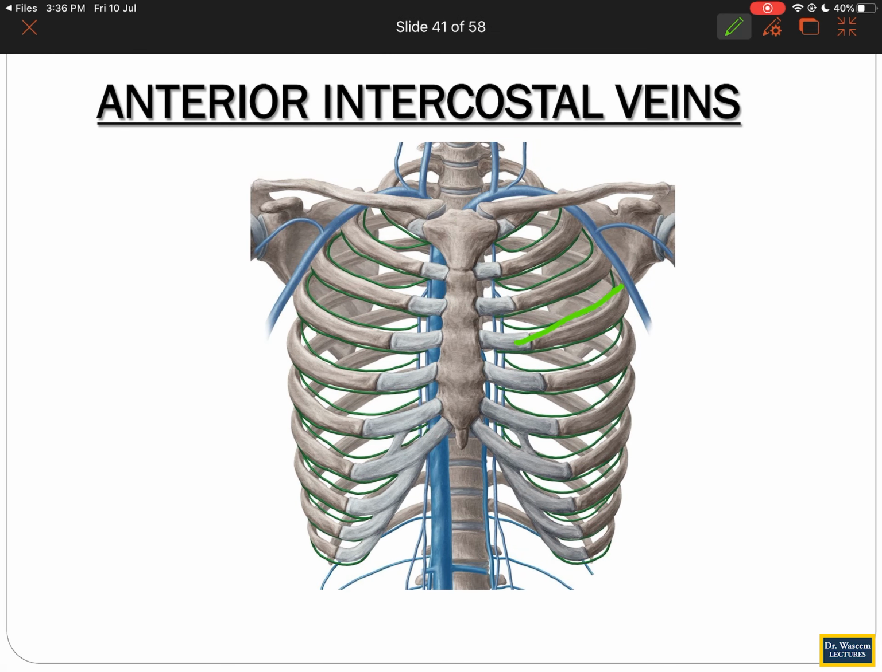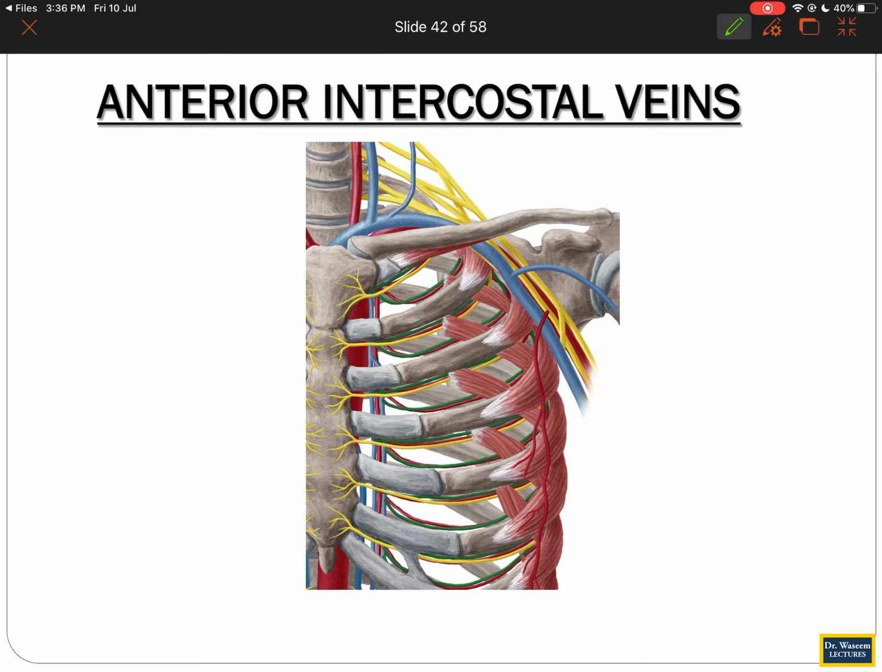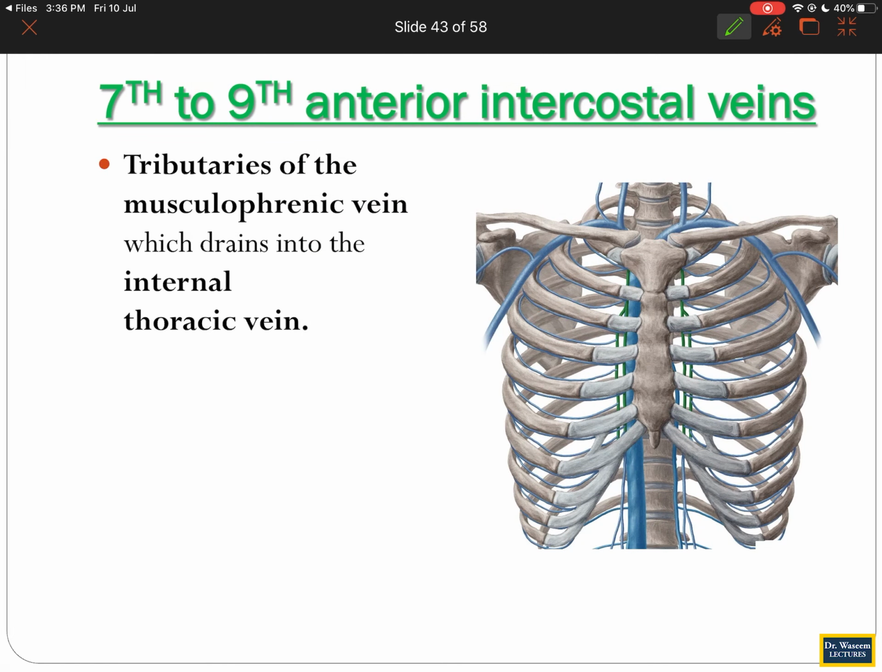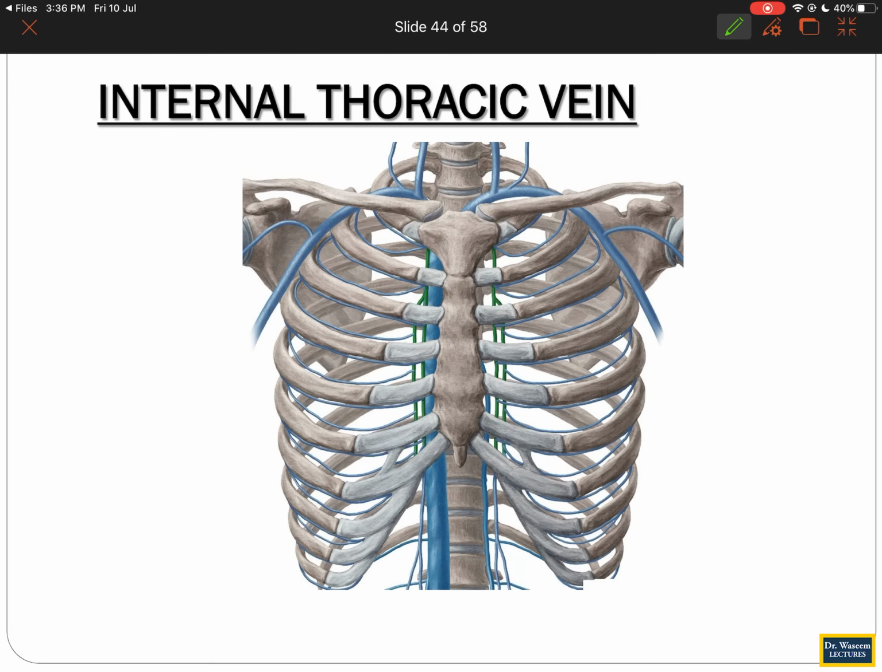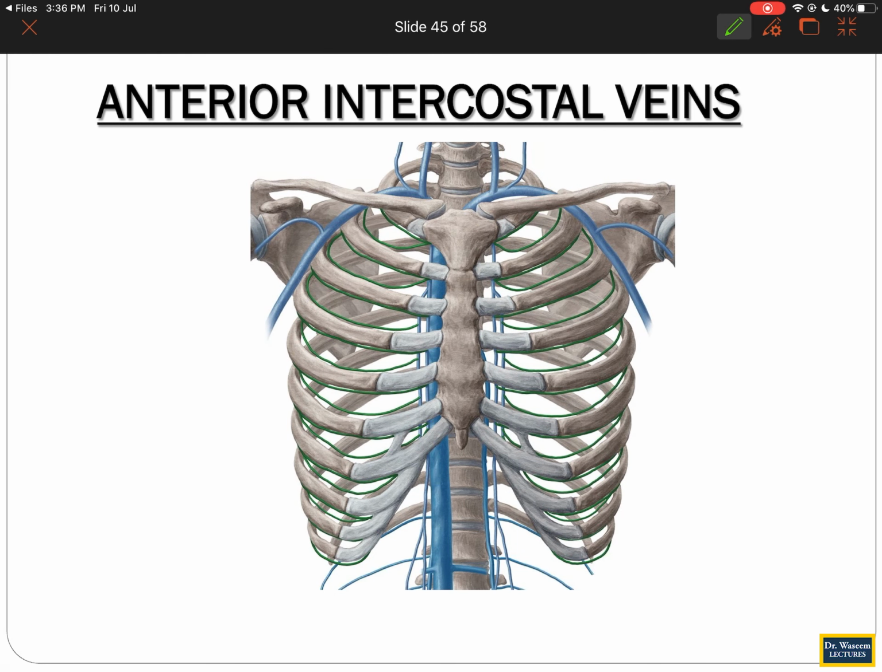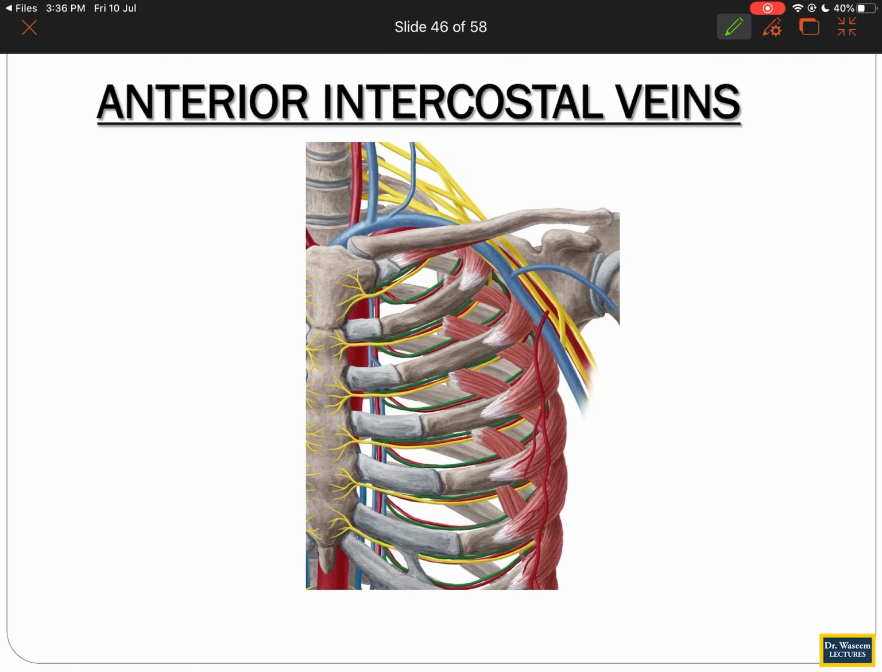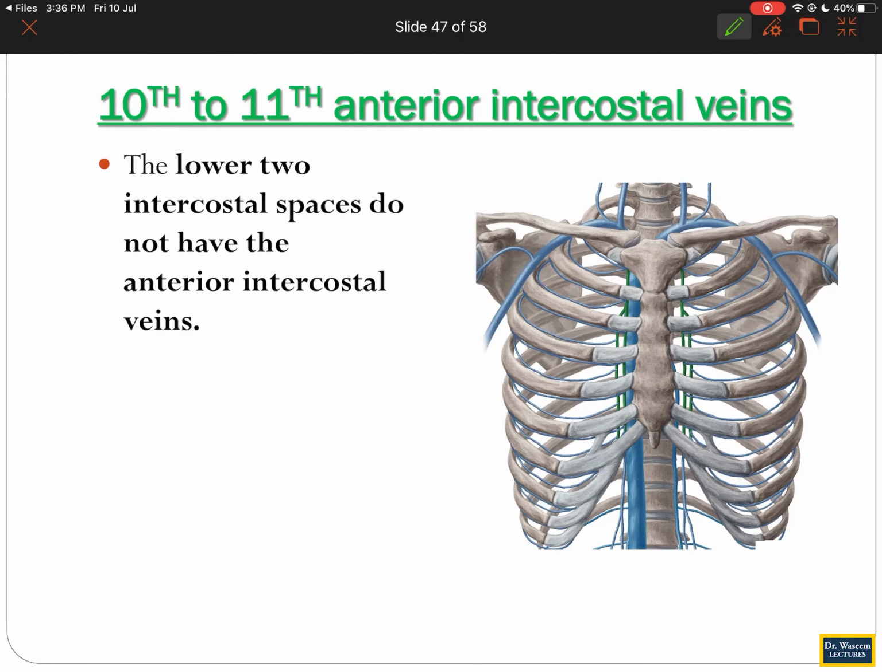So the anterior intercostals you are watching here. See again. These are the anterior intercostal veins. From 7th to 9th, already we told you, from the musculophrenic this time, this one. Internal thoracic vein, watch here. So anterior intercostal veins again in pairs. At 10th to 11th, we told you that it's coming from musculophrenic.